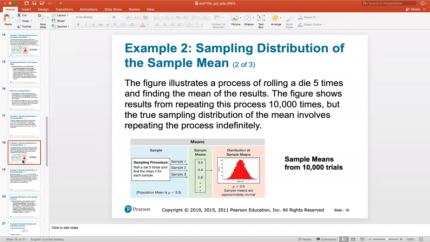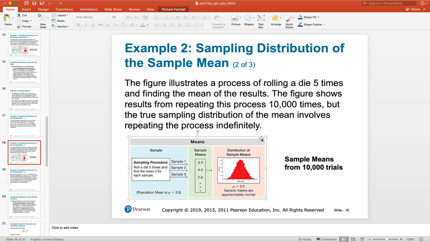Now, the figure illustrates a process of rolling a die 5 times and finding the mean of the result. The figure shows results from repeating this process 10,000 times. So we repeat rolling a die 5 times, 10,000 times, and we get 10,000 samples, right? For each sample, we calculate the sample mean. For certain samples, the sample mean is going to be 3.4, for others 4.4. And then we draw the histogram.